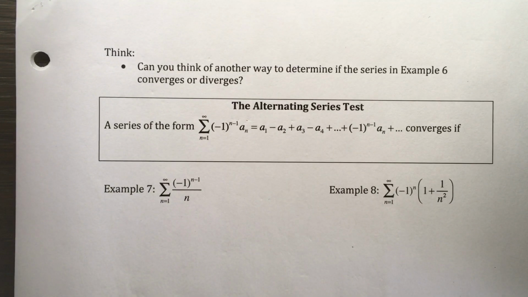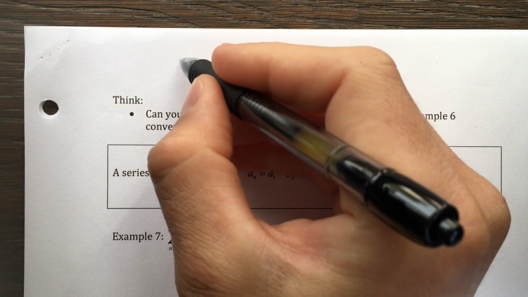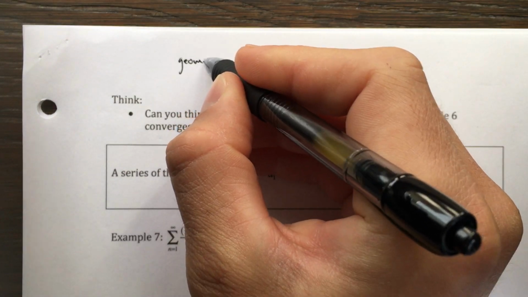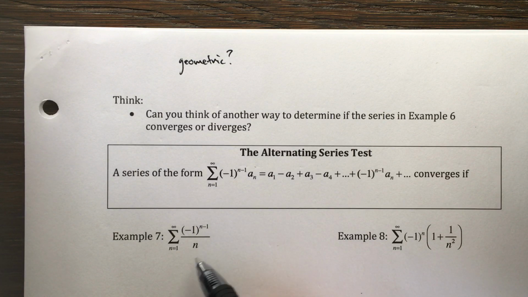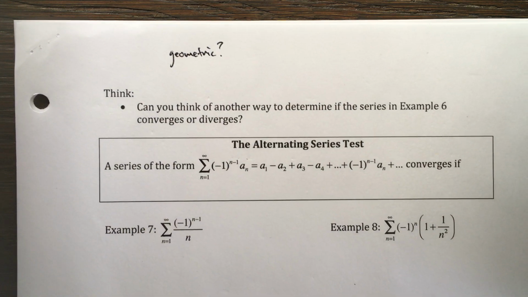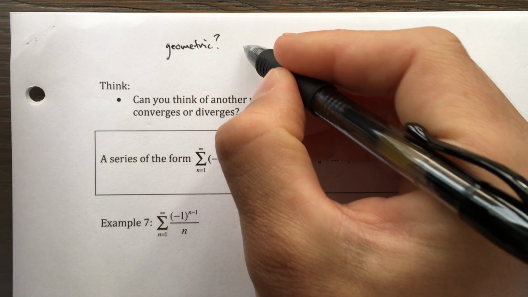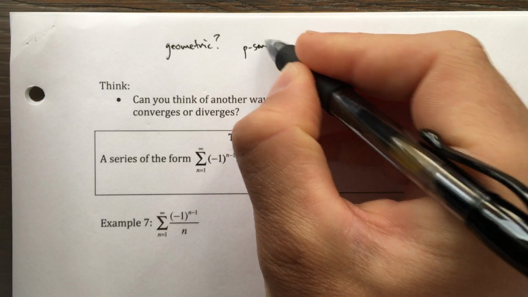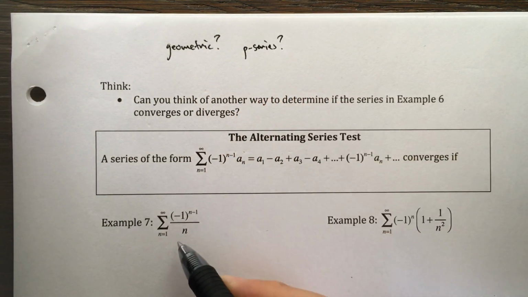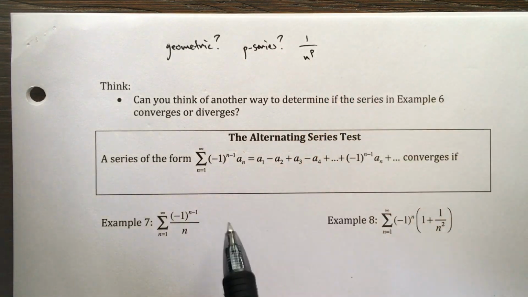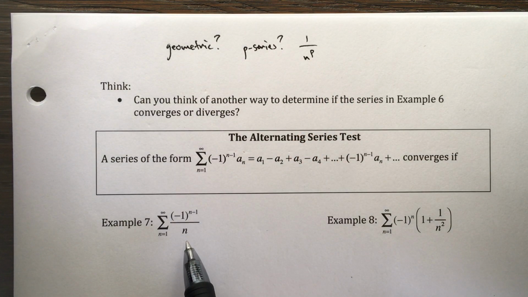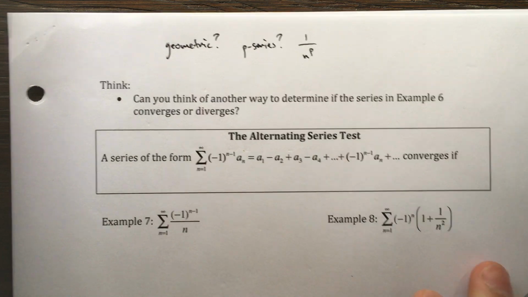Well, we have a few things we could think about. First of all, we could ask, is it geometric? Well, the answer is pretty clearly no. Remember, geometric, you need to be multiplying by the same thing each time. Is it a p-series? Well, no. P-series would be 1 over n to the p. It looks kind of like 1 over n, but it's got this negative 1 to a power, so it's going to be alternating in some ways, so it's not a p-series.